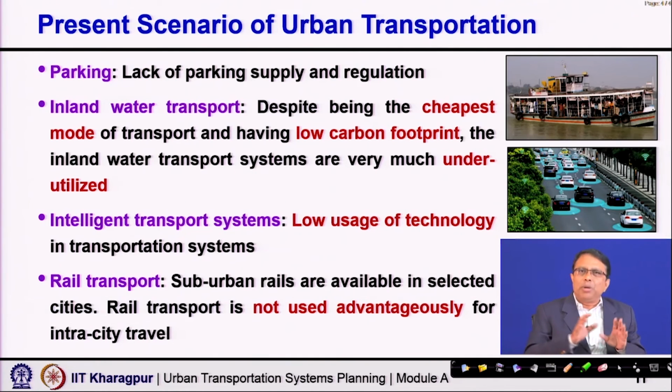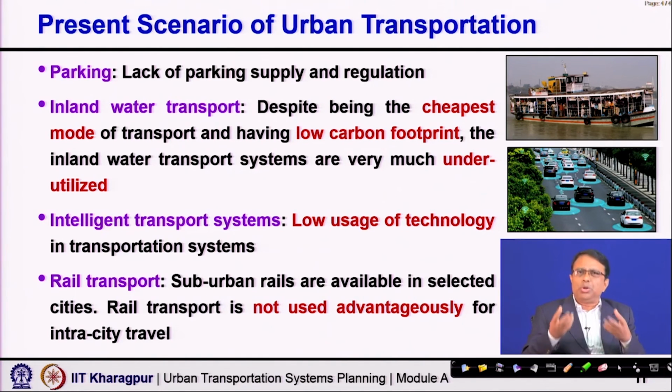Then parking space. We may not have adequate parking supply in urban areas because, as I said, we have less percentage of land allocated for roads. Even if you allow more on-street parking, then you have less capacity left for the moving vehicles. In many cases we have a lack of parking supply, the off-street and other facilities are not planned properly, and proper regulation is missing.